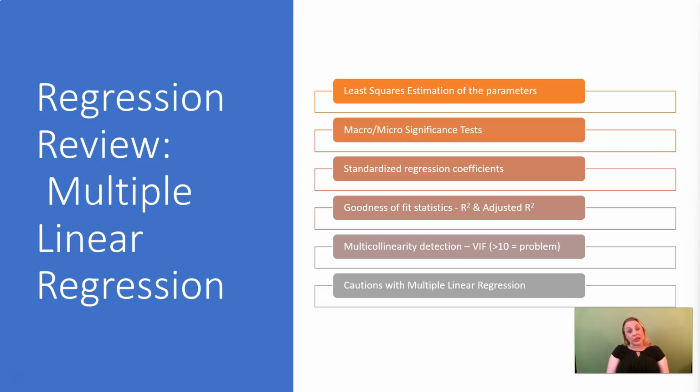What's new for multiple linear regression versus simple linear regression is that we now have the adjusted R-squared that we're looking at. We also need to be concerned about multicollinearity detection. If our VIF values are greater than 10, we definitely have a problem. And then we also want to look at some cautions with multiple linear regression.